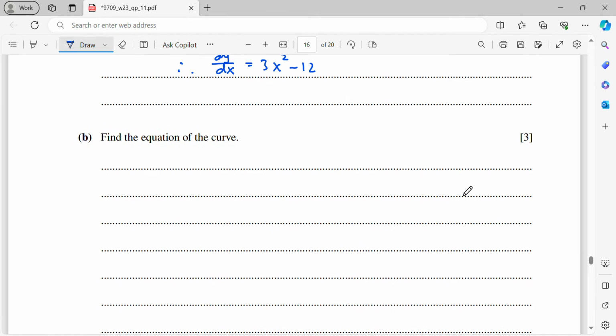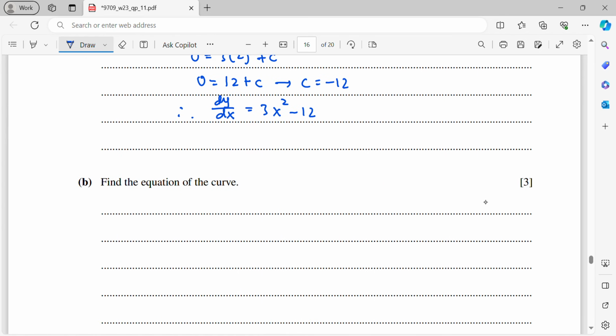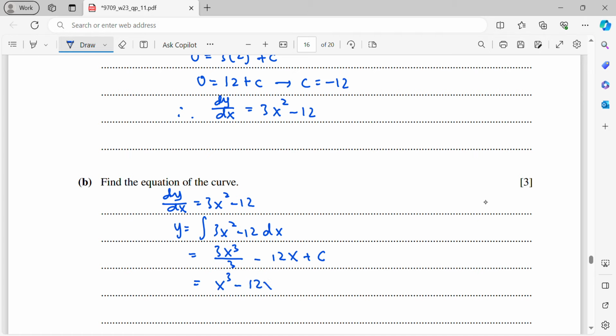Now B, find the equation of the curve. Equation of the curve means you want to find your y. Again, now we need to integrate. So integrate the dy/dx that we have just found, then you will get the y. My dy/dx is 3x² - 12. So now y is the integral of 3x² - 12 dx. When you integrate, the first term is 3x³/3. Second term is 12x, then plus c. When I simplify, I will get x³ - 12x + c.